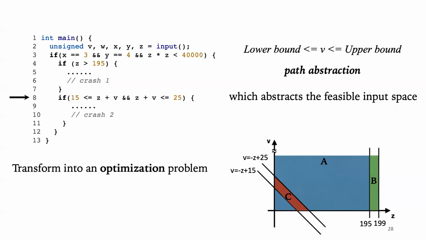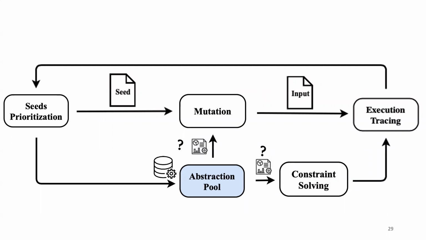Therefore, path abstraction inference can be regarded as an optimization problem, which tries to find the minimum and the maximum values for the related variables. In Pangolin, we leverage the set-OPT algorithm to infer these bounds, which guarantees that all the feasible inputs are included in the search space described by the path abstraction. For each seed with analyzed constraint in hybrid fuzzing, we infer the path abstraction along with the seed's input to better describe the intermediate states for fuzzing.